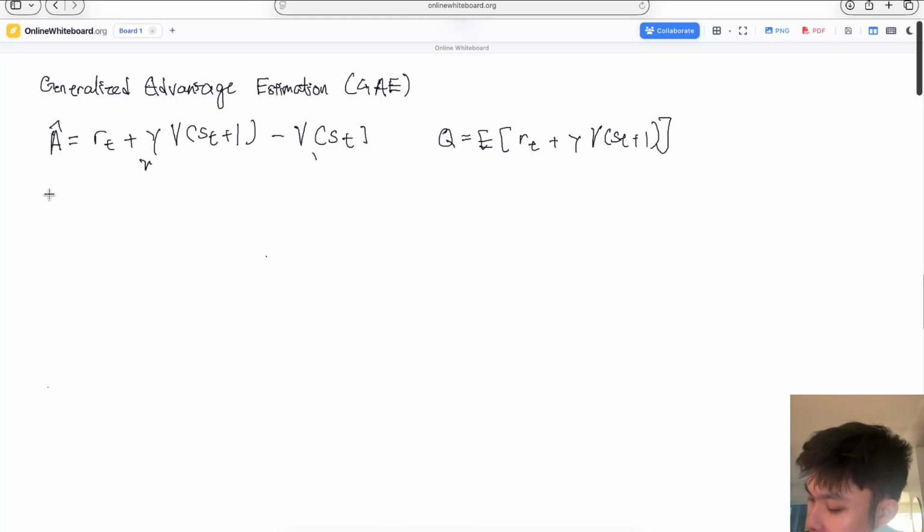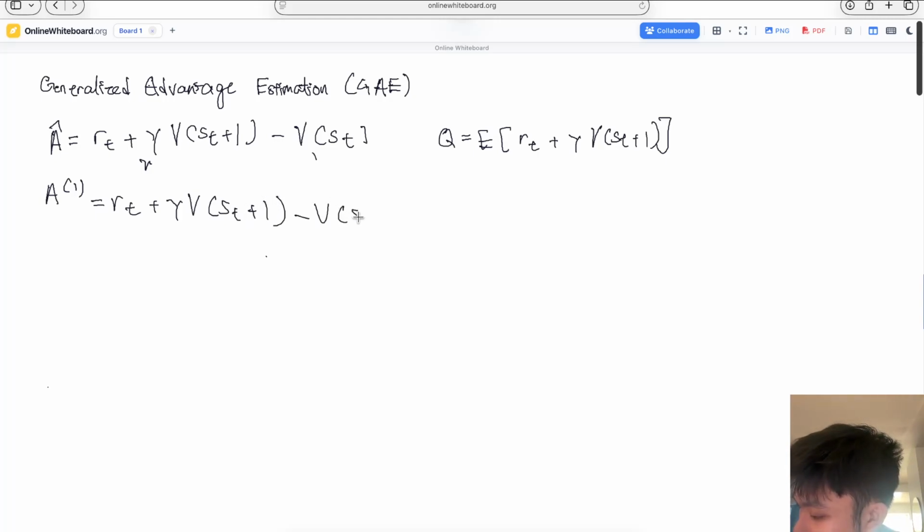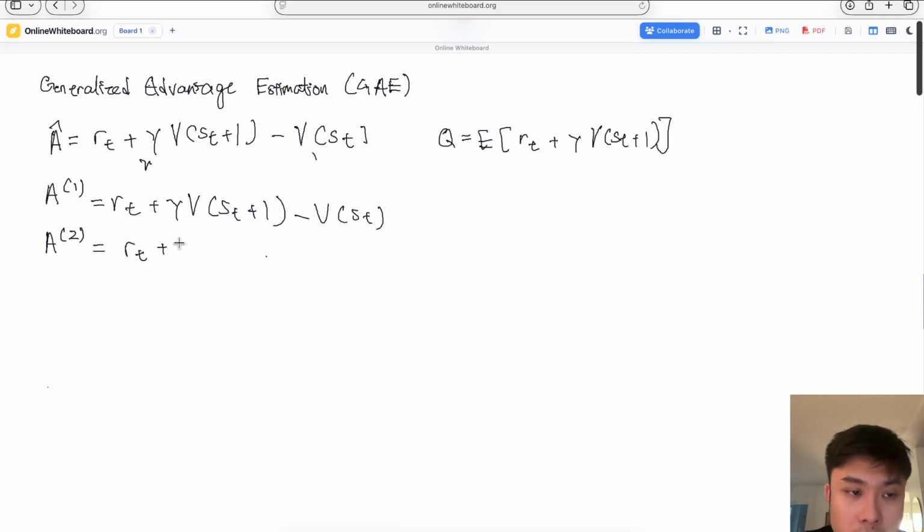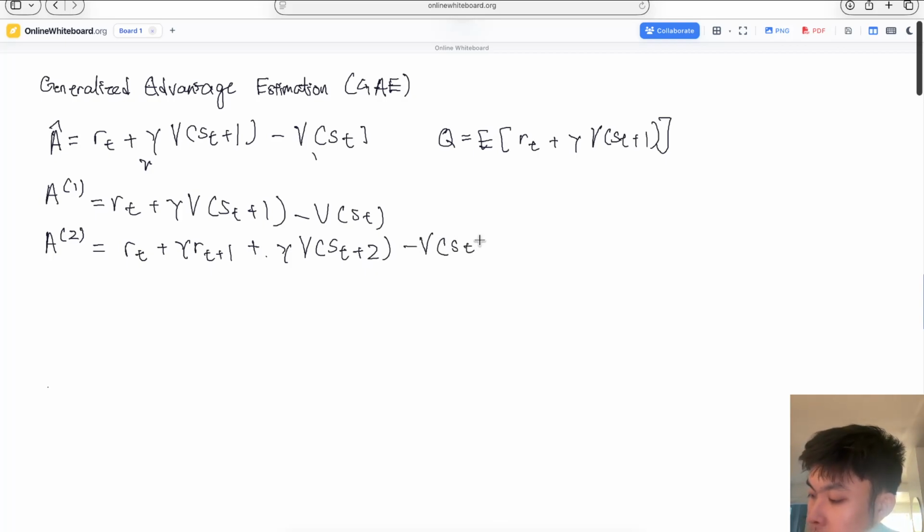So what this means is that, let's call this single step. It's just this. But let's say we want to take a two-step. Now instead of just taking the reward at one time step, we will take the reward from the second time step as well. And then we'll add it to the value function of s_{t+2}.